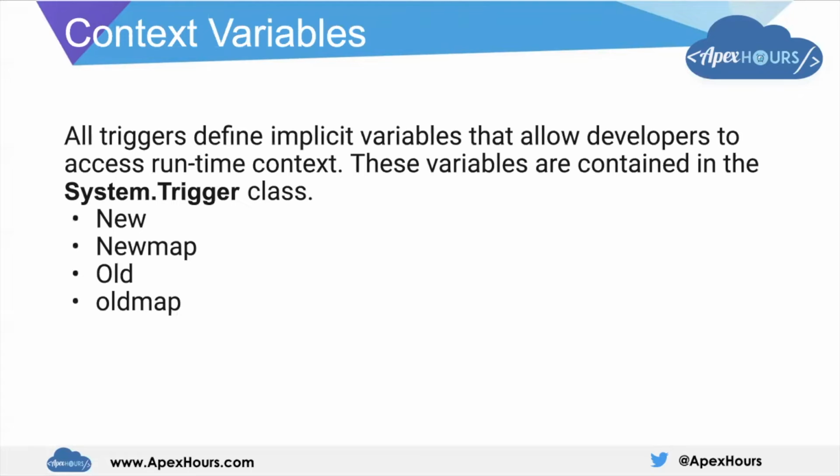Now we will be talking about context variables in Salesforce Apex triggers. In Salesforce, context variables refer to special system variables that provide information about the context in which a trigger is being executed. These variables help developers access details about the records involved in the trigger event and also perform logic accordingly. Some primary context variables used in triggers are trigger.new, trigger.new_map, trigger.old, and trigger.old_map.